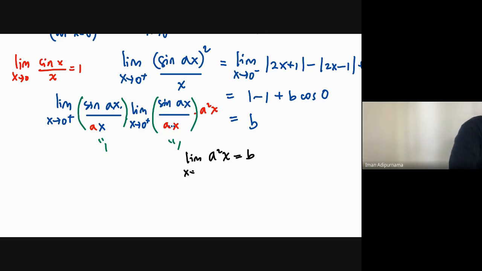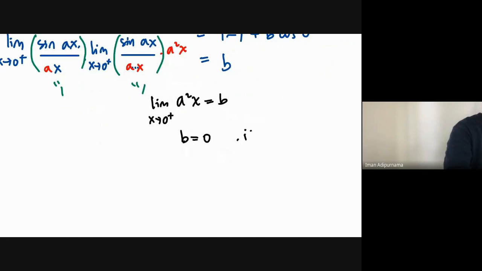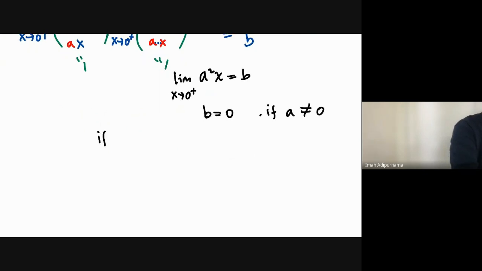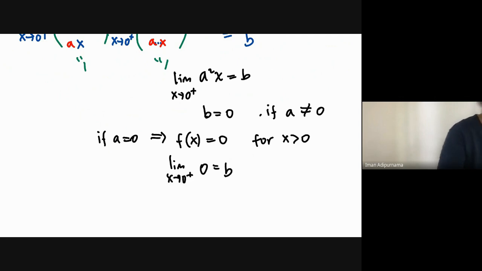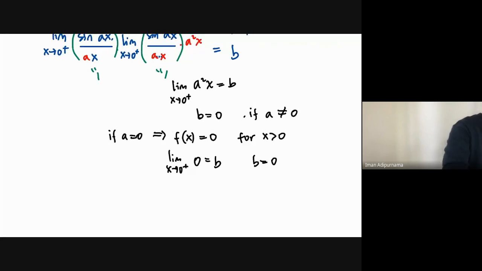But I still have limit x, right? So b will be 0, right? Okay. This is if a is not 0. And I think if a is 0, it will be the same case, that is, f of x will also result in 0 for x positive, so that you can have 0 and b is also 0. So a can be any real number and b is 0. So you have two conditions.